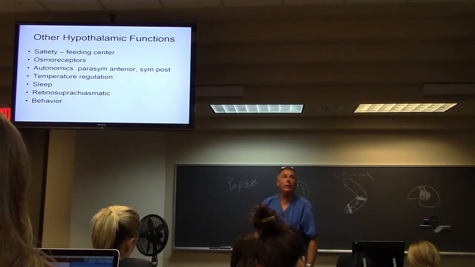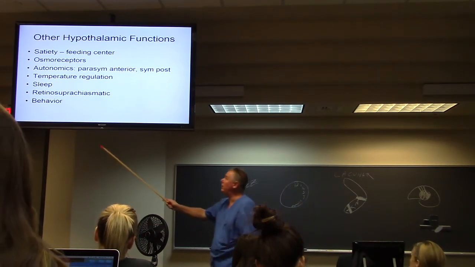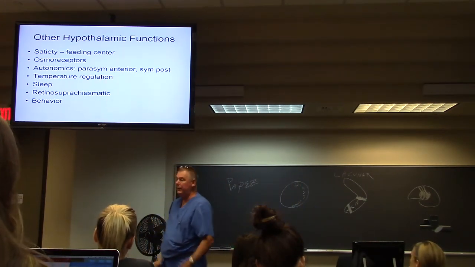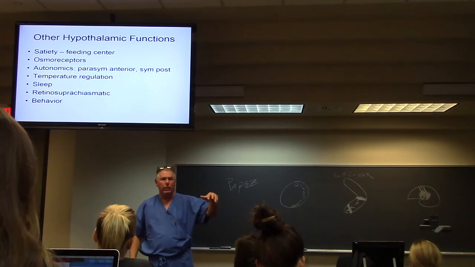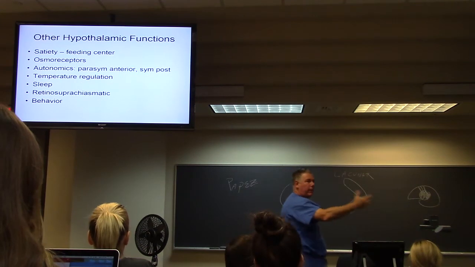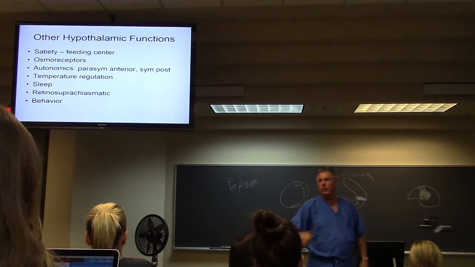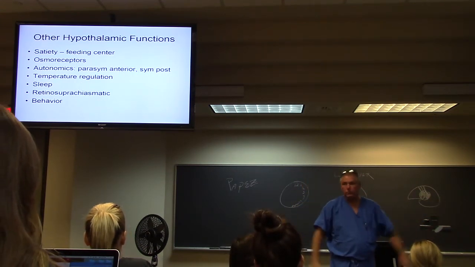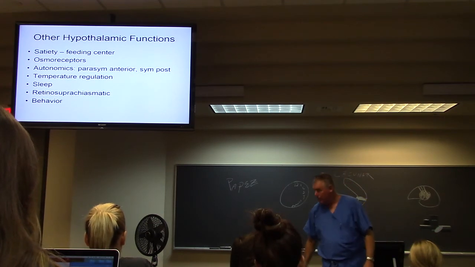Temperature regulation, autonomics, we talked about. Parasympathetics, it's not a specific nucleus, it's just generally believed that the parasympathetics are sort of at the front of the hypothalamus, sympathetics are at the back. That's about all they know about that.